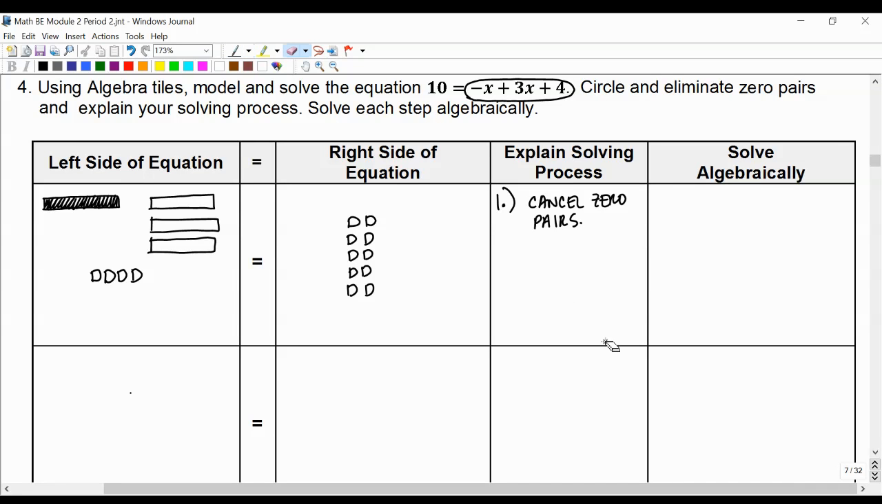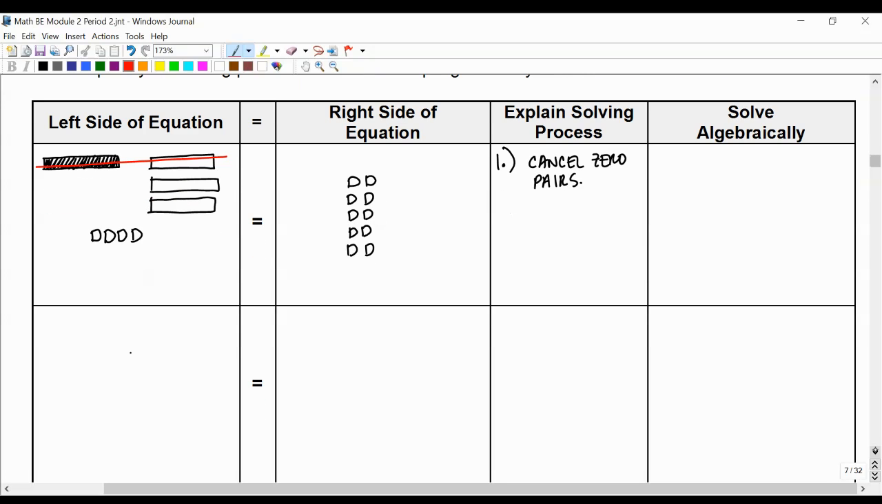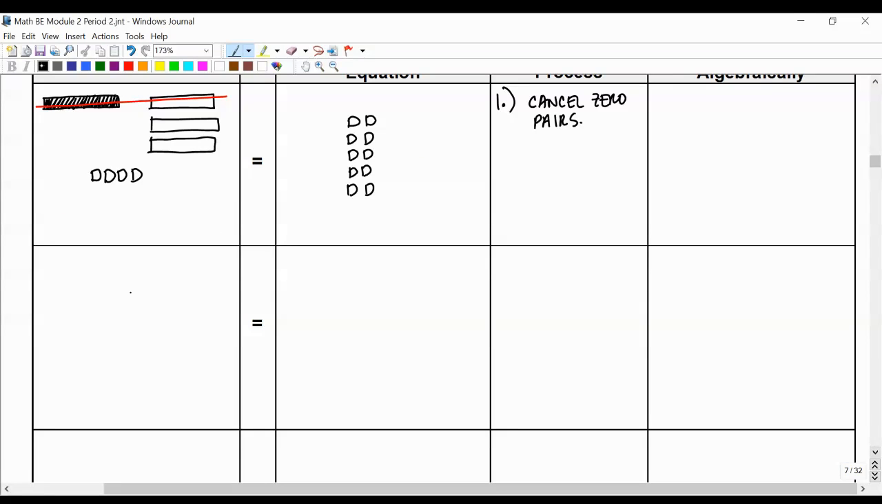Cancel 0 pairs that are on the same side of the equal sign or the boundary line. And so I see that there are a set here. They have to be on the same side, so they can't be across this line. We don't want to cross over this stream. All right, so now we're going to carry down whatever's left over.